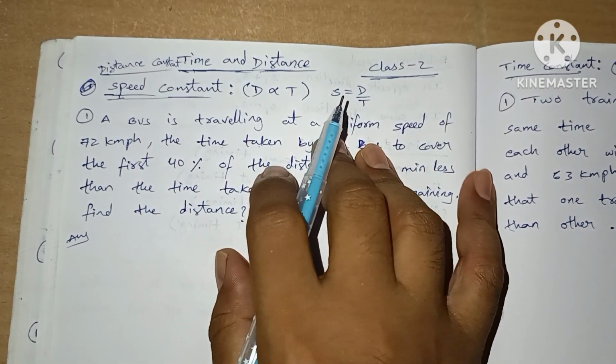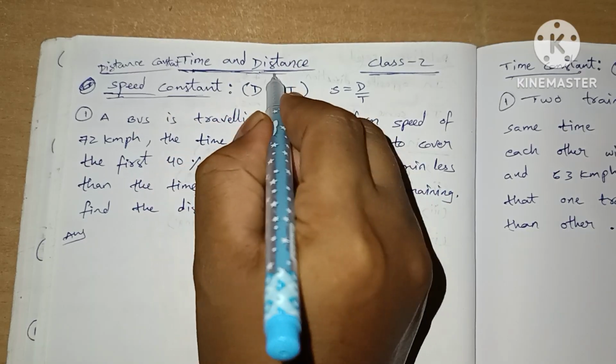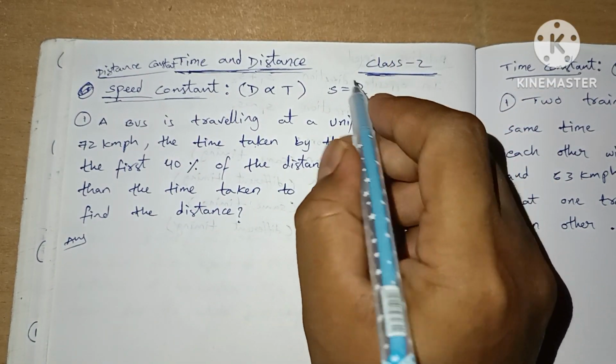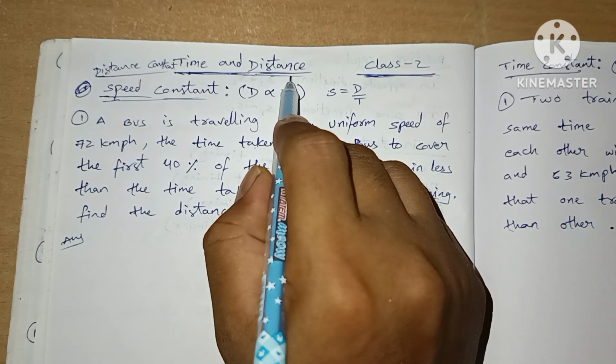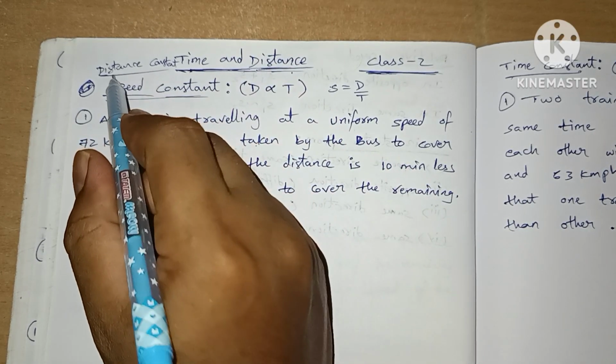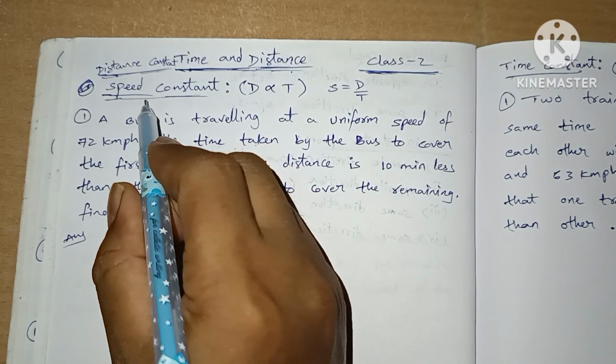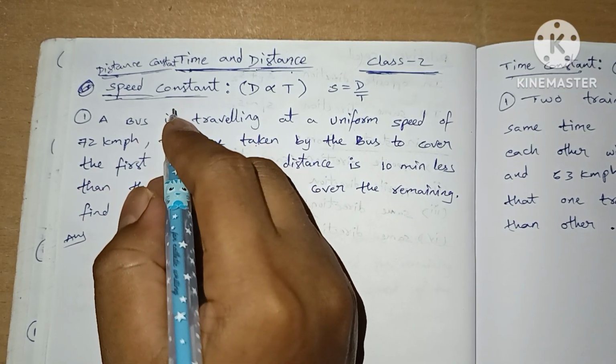In this video, we are going to see the concept called time and distance class 2. In a previous class, we have learned the basics of time and distance, and we have learned a concept called distance constant. In today's class, we are going to learn the speed constant and time constant concepts.